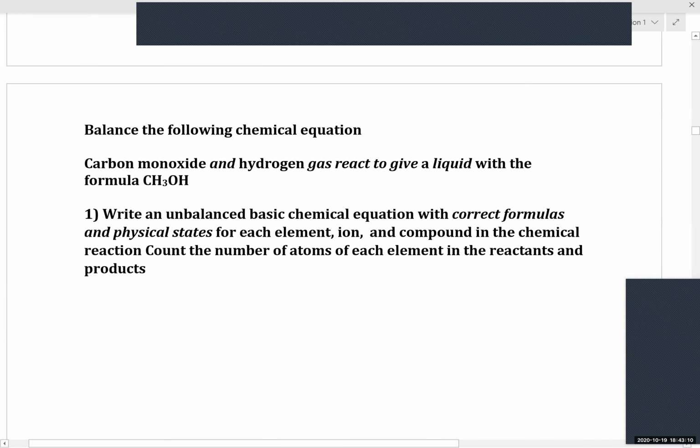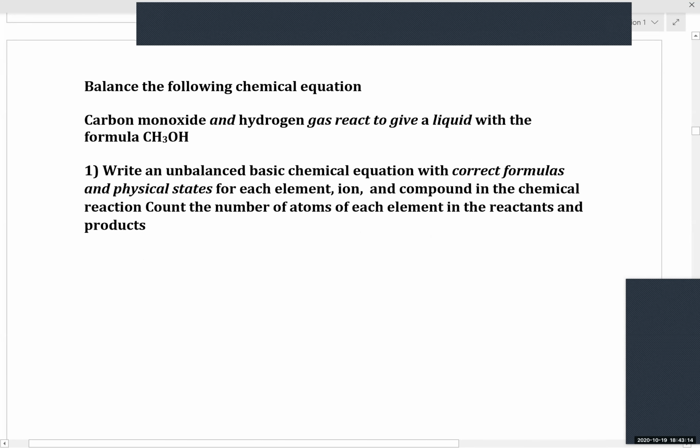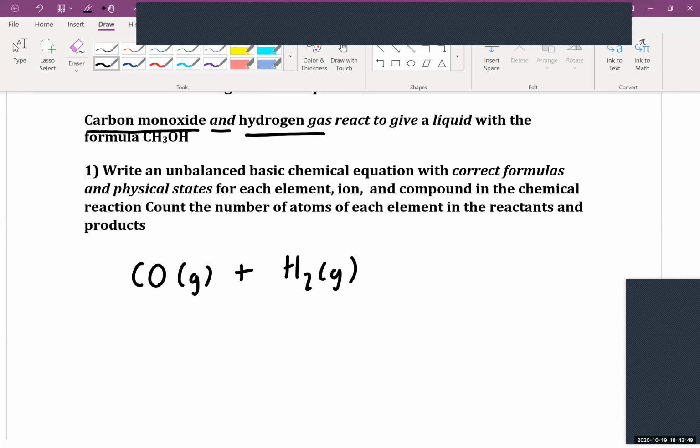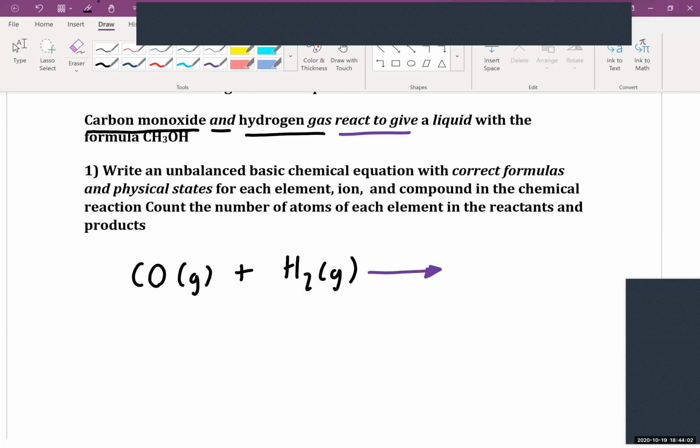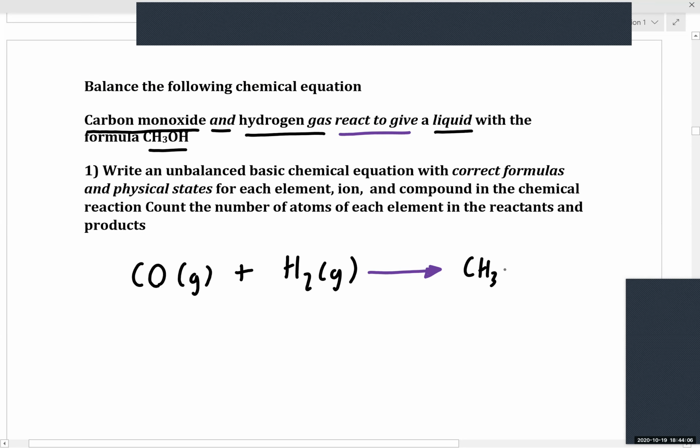So let's do a last capstone example applying this process of writing our chemical equation from the name. So carbon monoxide, which has the formula CO, and so this "and" tells us to put a plus, hydrogen gas. So carbon monoxide gets the gas symbol, hydrogen. What's the formula for hydrogen? H2. H2, exactly. They react to give. So this phrase, react to give, what do we write? Arrow. Yep, react to give tells us we write our reaction arrow. And they react to give a liquid with the formula CH3OH. So we write out CH3OH and we put the liquid state symbol.